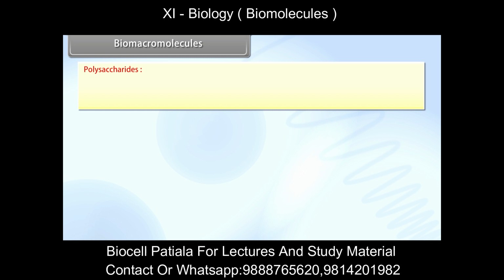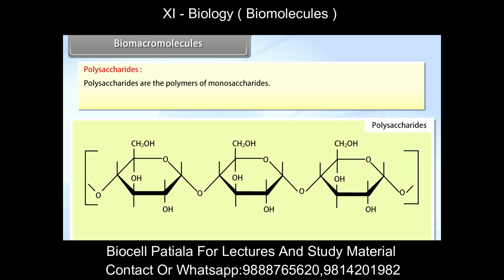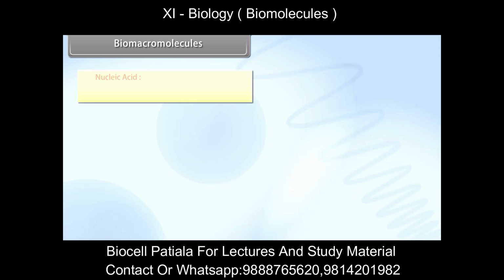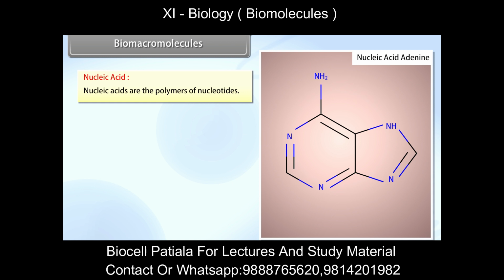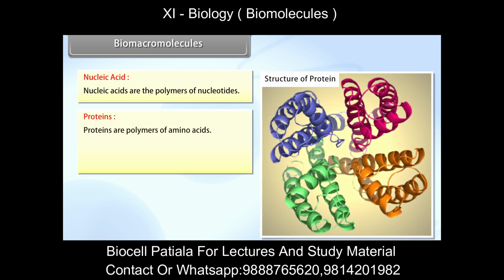Polysaccharides. Polysaccharides are the polymers of monosaccharides. Polysaccharides can be homopolymer or heteropolymer of monosaccharides. Nucleic acid. Nucleic acids are the polymers of nucleotides. Proteins. Proteins are polymers of amino acids. Proteins are polypeptides where amino acids are linked by peptide bonds in the form of a linear chain.